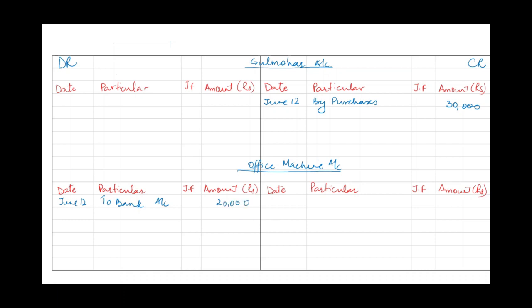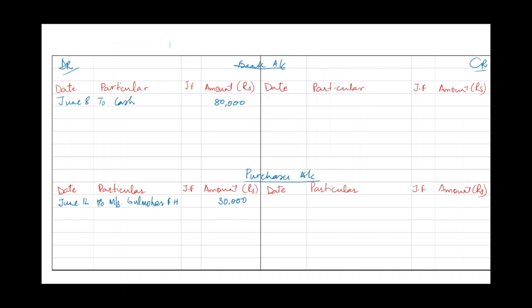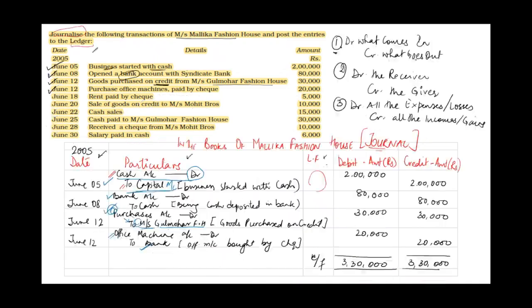And here, if you see only the office machine account, you don't see anything. As an accountant or as a banker, if they see the account, office machine to bank, the moment I see this debit side, that means office machine has come in by paying bank. And I go to bank. I have to credit it because the money has gone from bank. So on June 12th, it will say by office machine account. Amount is 20,000. Okay, this is done. We move to the next one.